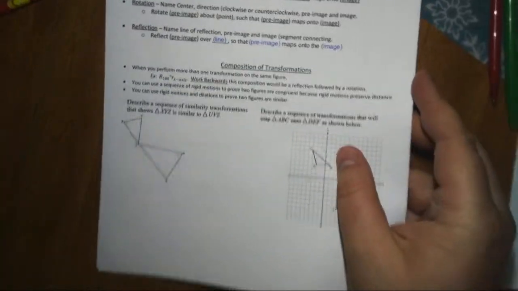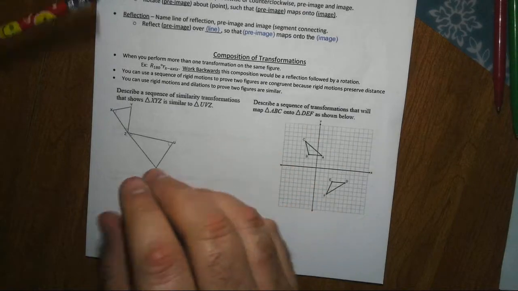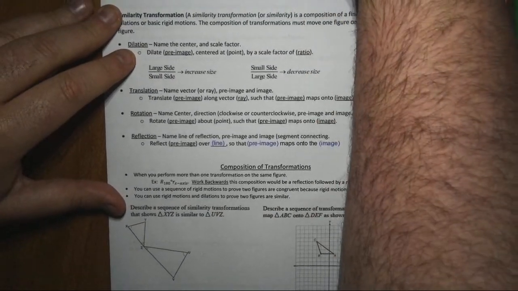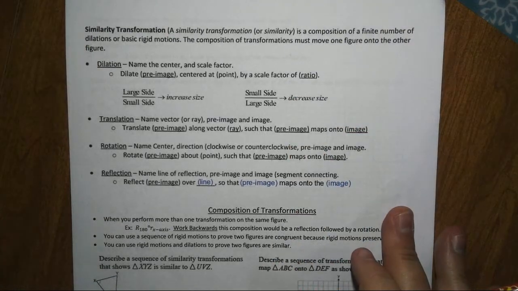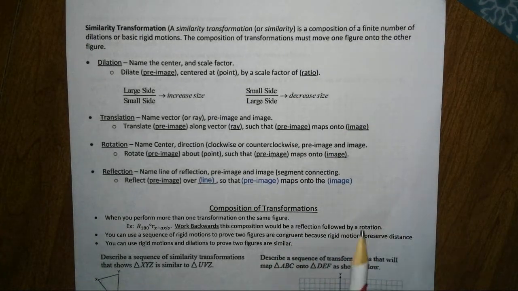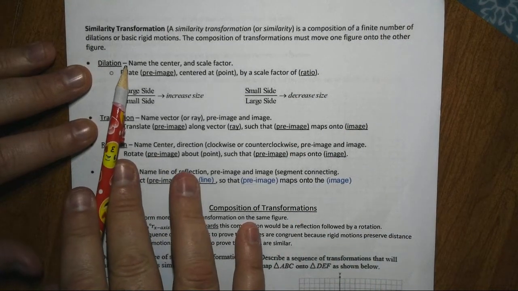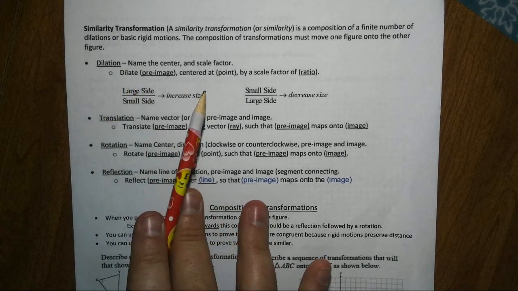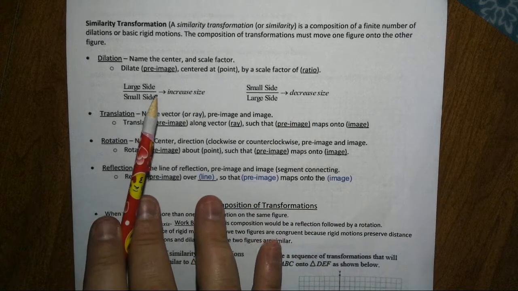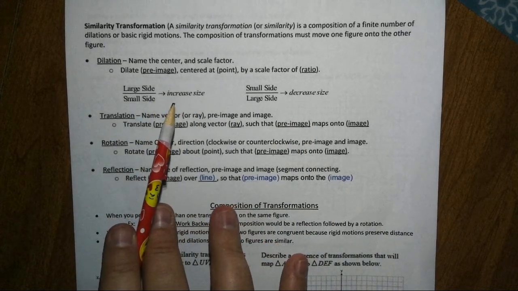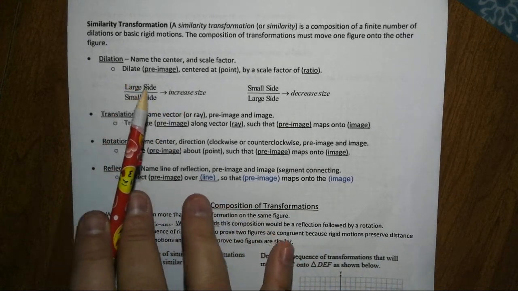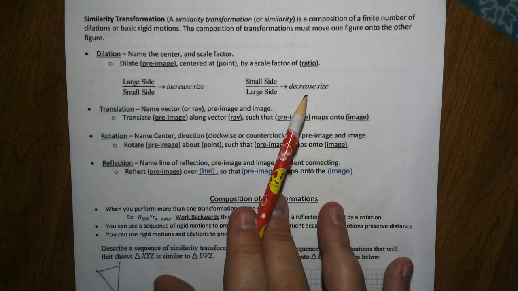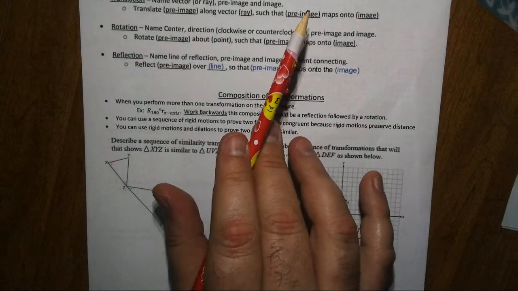All right. Okay. So last part is similarity transformations. So in a similarity transformation, remember what we're doing is we're describing in words. So remember, dilation, we want to talk about what point are we dilating. So what are we dilating, around what point, and what's our scale factor. If you need to get the scale factor, you divide. If it increases size, it's large over small. If it's decreasing, it's small over large.